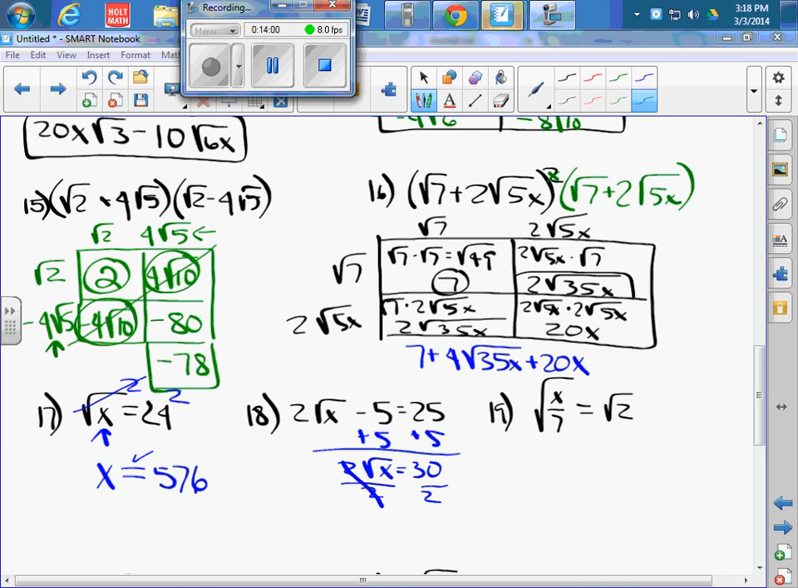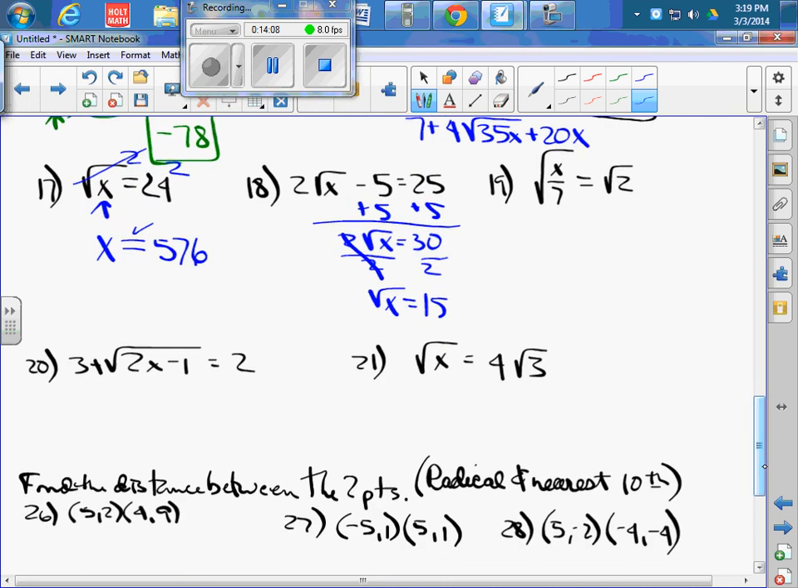We've got to clear the radical first. Isolate the radical, clear all the other numbers first. Radical x is equal to 15. Squaring both sides, you get x is equal to 225. Check that real quick to make sure that it works out.